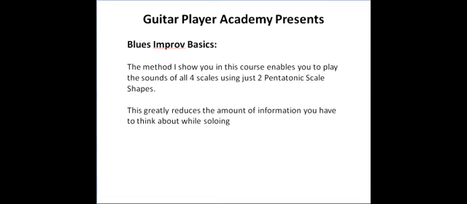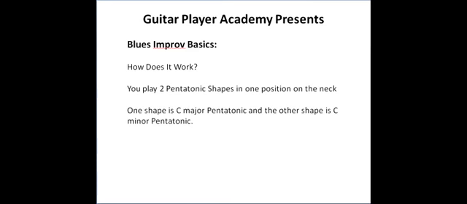And the method I show you in this course enables you to play the sounds of all 4 scales using just 2 pentatonic shapes. This greatly reduces the amount of information you have to think about while you're soloing. So how does it work? First, you play the 2 pentatonic shapes in one position on the neck. One shape is C major pentatonic, and the other shape is C minor pentatonic.